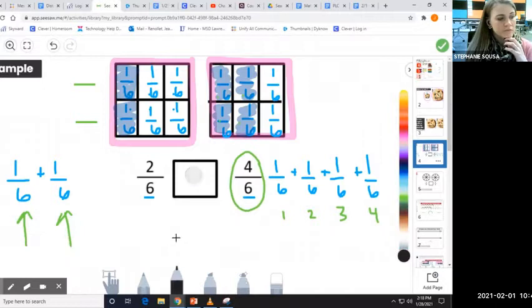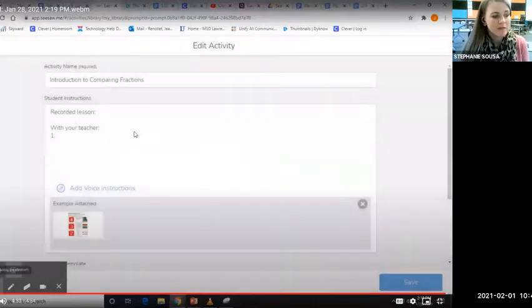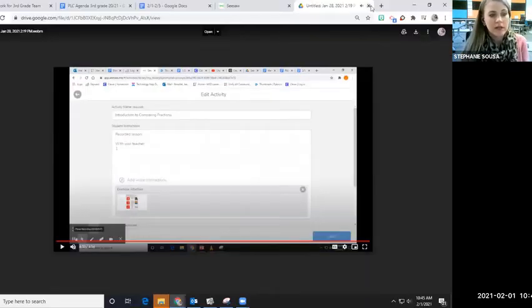So now I need to pick my symbol. If 4/6 is greater, I know that I put the open part of the symbol towards the greater number. We can read this from left to right, saying 2/6 is less than 4/6. Okay, so comparing fractions that have the same denominator is what we're going to take a look at today.